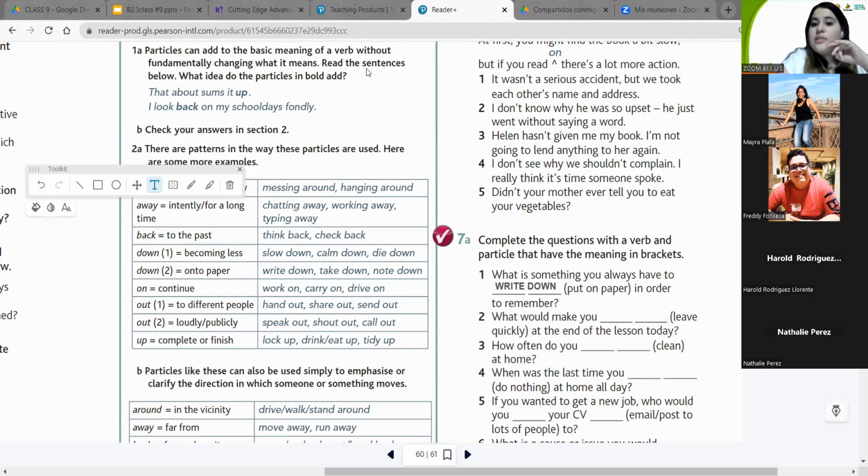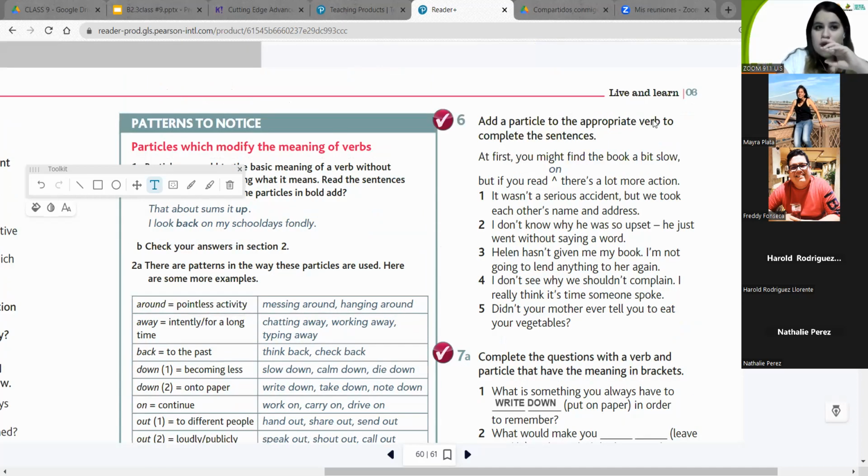Okay, can we check exercise number 6? Yes. Okay, let's check exercise number 6. Number 1, is there a volunteer to read exercise number 1? Okay, John, great, go ahead. Just exercise number 1, just the first one.